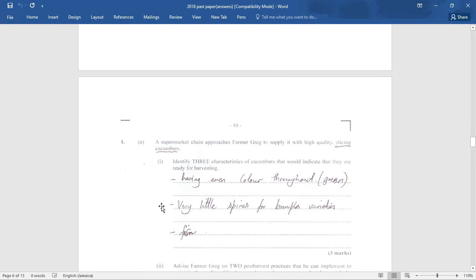Second one here it says very little spines for bump varieties. So you don't want your spines to be a lot or too close. You want them spaced out more, and that would say they are not too young or too old. Alright, and they should be firm, not soft.